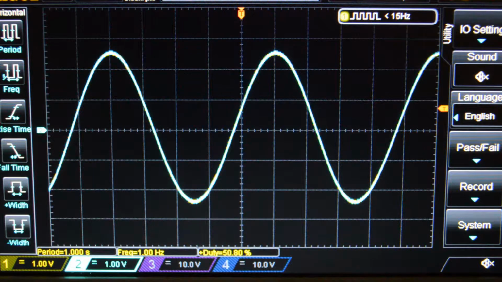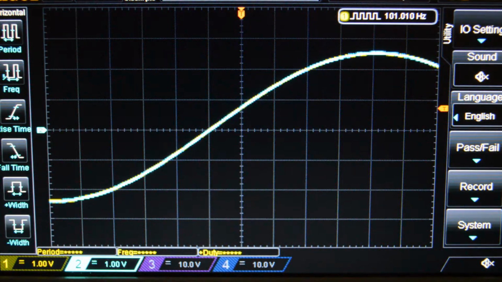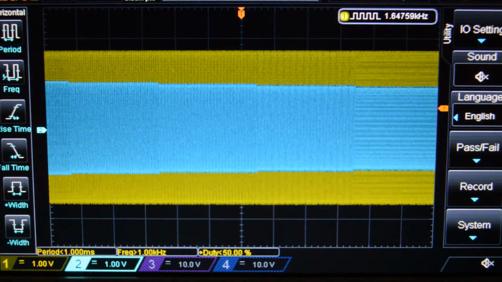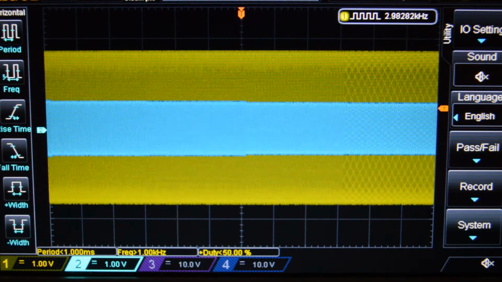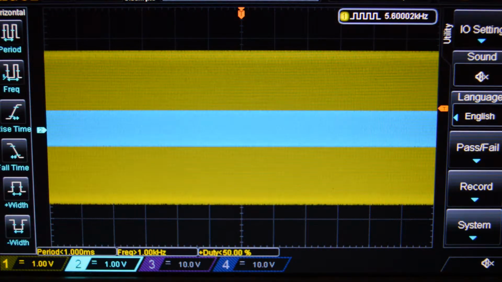Now if we crank up the frequency, say in 100 Hz steps, you can see the frequency counter top right of the scope. Now as we increase the frequency, the output amplitude is decreasing. Now we're in the kilohertz. Let's play devil's advocate and go right into the megahertz. Now the output is pretty much non-existent.